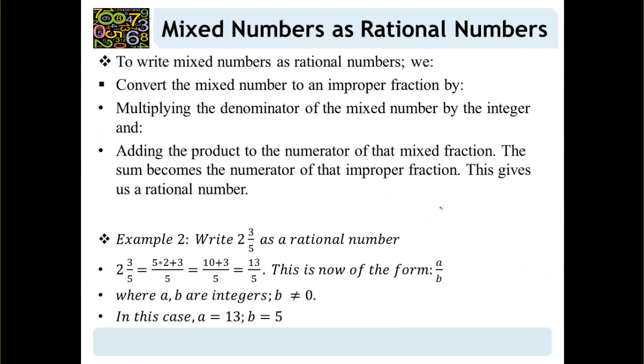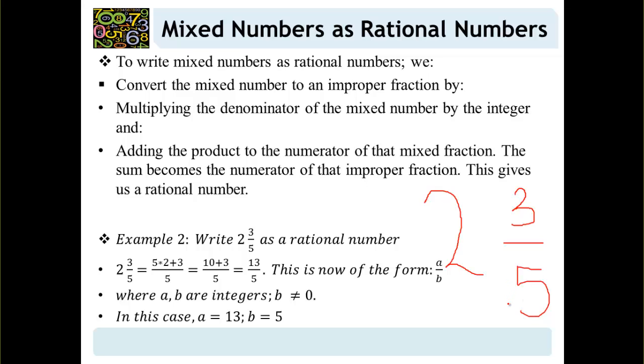How do we write mixed numbers as rational numbers? If we want to write mixed numbers as rational numbers, what we have to do is to convert that mixed number to an improper fraction. How do we convert a mixed number to an improper fraction? I'm going to show you how you can do that. Assuming you have a mixed number, 2 whole number, 3 out of 5, how will you convert this mixed number to an improper fraction?